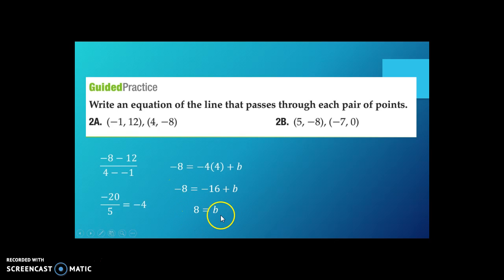All right. So then we write our equation, and we're taking our slope from the slope formula, our positive 8 for the b value, y equals mx plus b. You guys go ahead and try 2b. Pause the video, and we'll go over this answer tomorrow when you come to class.